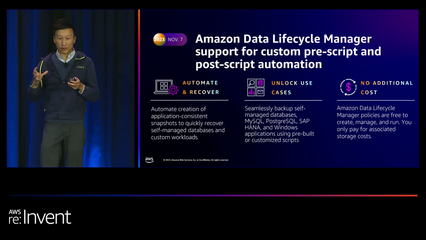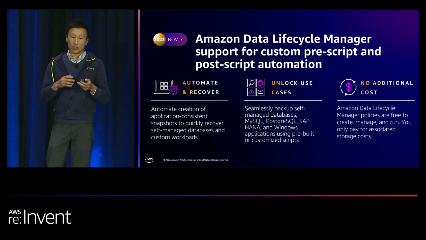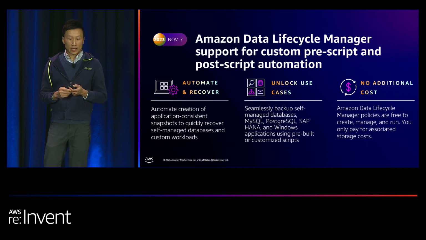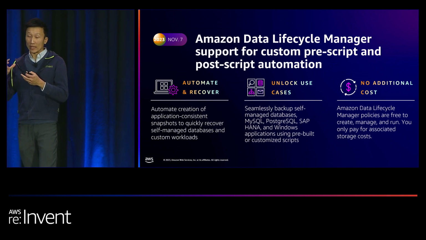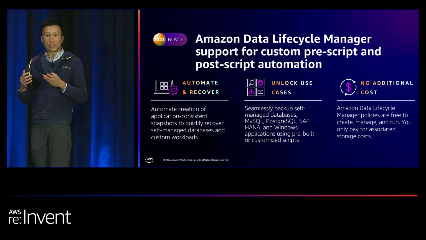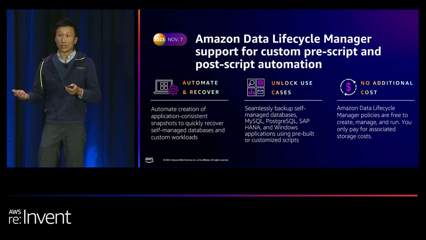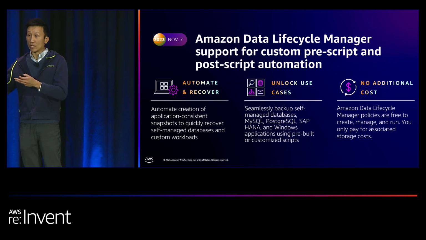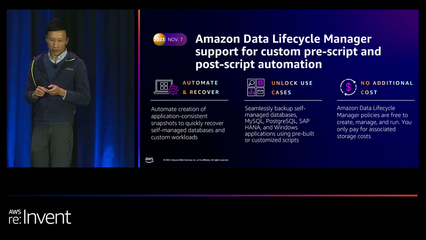So the main use case for this feature, what we've called custom prescript and postscript automation, is for customers who are running self-managed databases. If you're running MySQL, PostgreSQL, SAP HANA, if you're running Windows applications, you can use our in-house built Systems Manager documents, which has the commands to do the freeze and the flushing and the unfreeze, or you can bring your own commands depending on whatever workload you're running on EC2 instances. And you can set DLM to execute those commands on your behalf on the instance before the creation of the snapshots. And I'll talk a little bit about how that's happening.